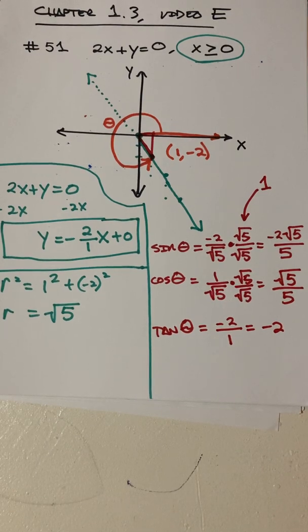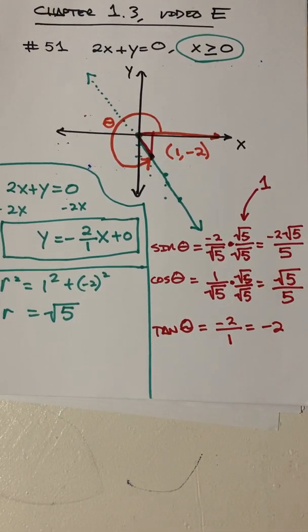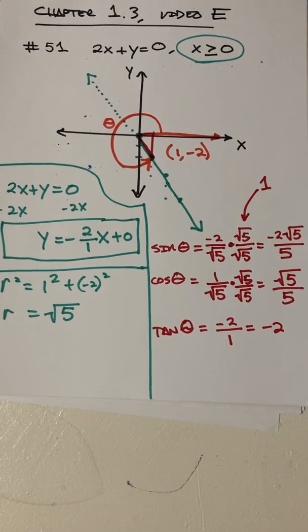Now for secant, cosecant, and cotangent, it's just a bunch of the inverses of these. I'm going to leave those up to you. Okay. I hope that is helpful. And let's go on to the last video and the last problem.